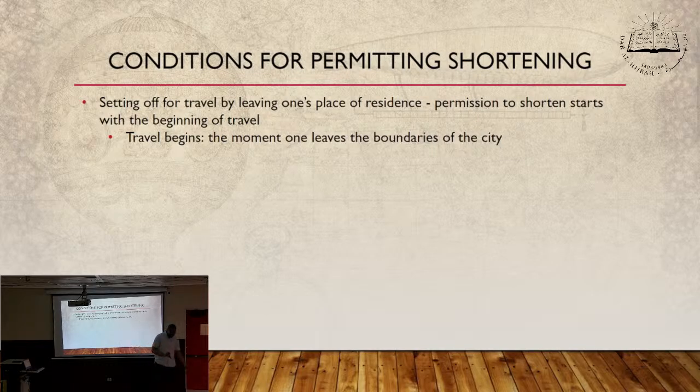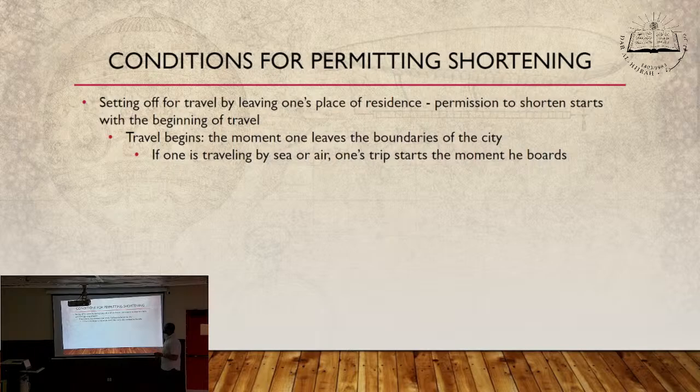So the moment I pass my city limit, now I can start combining my prayer. Now I can start shortening. We talk about shortening first. I can shorten my prayer the moment that my travel begins, the moment that I leave the city limits. Once I leave my city limits, now I can start combining.